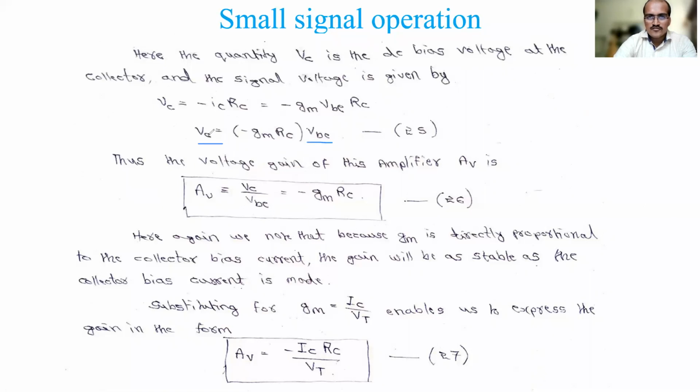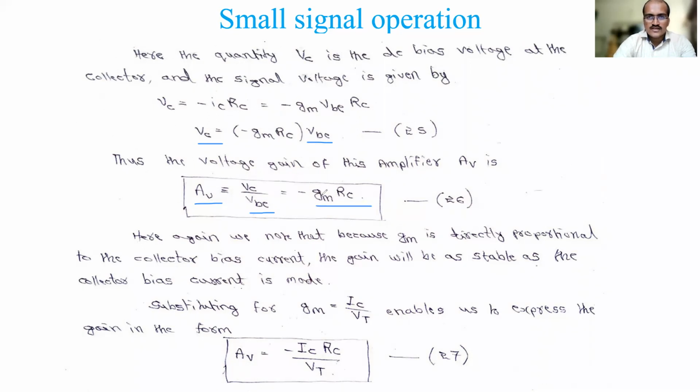If you take the ratio of output voltage to input voltage, that will be my voltage gain, denoted as capital A small v. A stands for gain, and since it is voltage gain, the suffix is v. It is given as VC by VBE. If you apply this relation, it is GM into RC. So this is the voltage gain formula. Again, we can get another format for this.